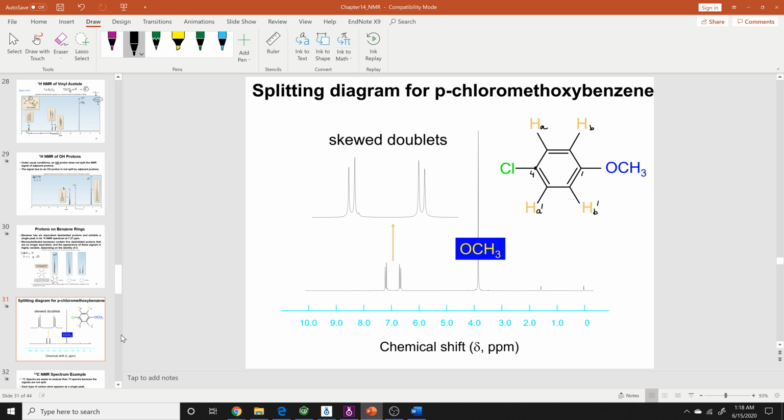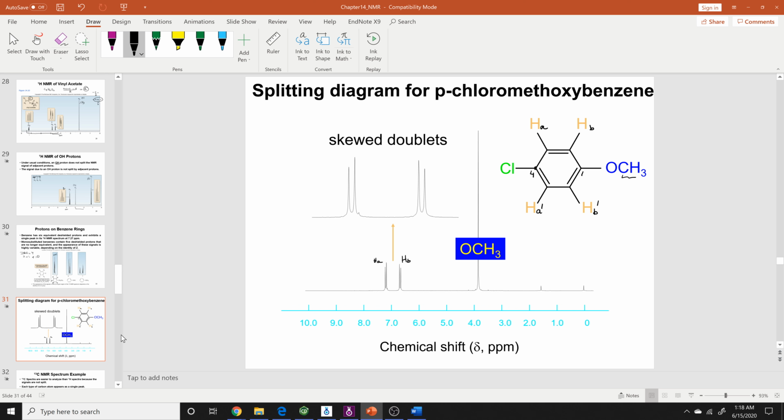This is very electronegative, so proton A will be shifted further downfield compared to proton B over there, which is connected to the oxygen that is less electronegative than the chlorine. So this corresponds to proton B and this corresponds to proton A. And then you have the OCH3.